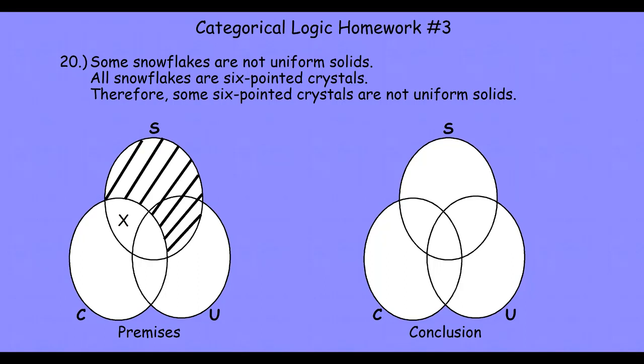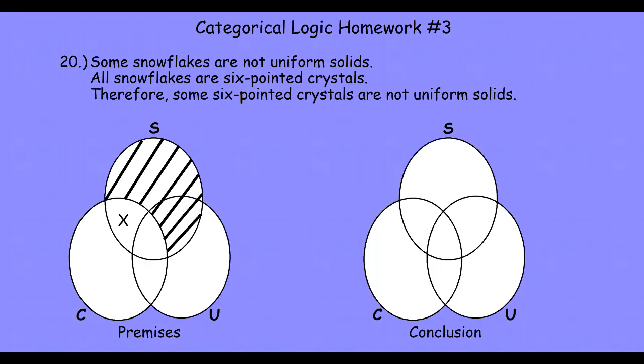Now we go to our conclusion diagram. Our conclusion is a particular negative statement. It says some six-pointed crystals are not uniform solids. Again, there's at least one thing. It's in the six-pointed crystal circle. It's inside of C. It is not inside of U. It's not in U. It is in C.